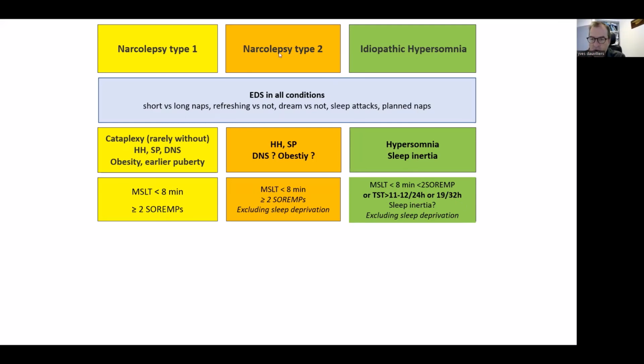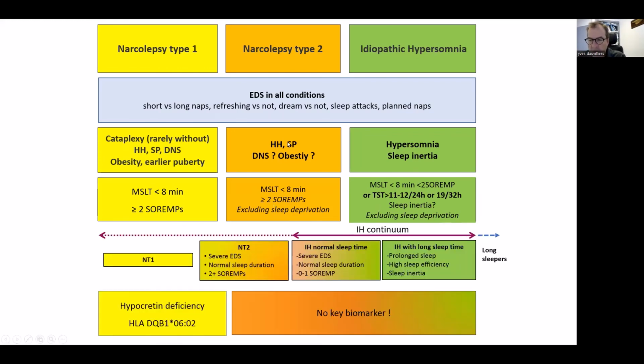And in between, we do have this narcolepsy type 2, which is not very clear, and it may be in between IH and narcolepsy. And we do believe that NT2 could be part of the narcolepsy spectrum, because some patients, 20% of them without cataplexy, may have orexin deficiency. And for IH, the form with normal sleep duration, but very sleepy during the day, because of variability of SOREMs, it could be close to NT2. So it should be a continuum and not really this NT1, NT2, and IH.